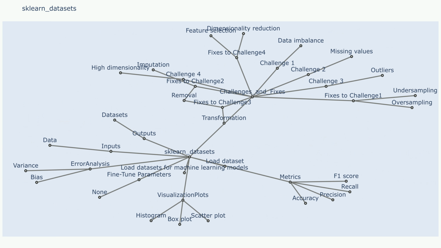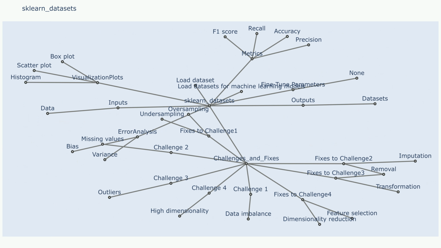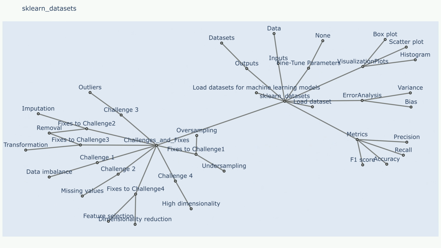Visualization plots. Visualization plot 1. Explain in detail. Visualization plots are typically created using the data from the datasets. For example, you might create scatter plots, histograms, or box plots to visualize the relationships between features and the target variable. Visualization plot 2. Explain in detail. Libraries like matplotlib and seaborn can be used to create these visualizations.